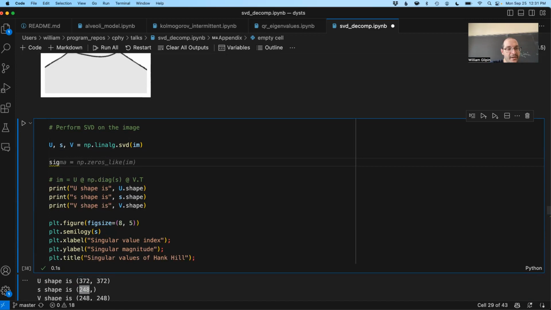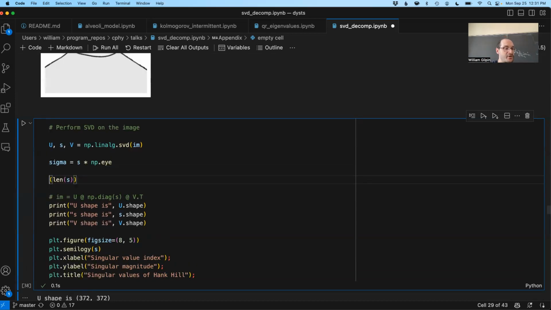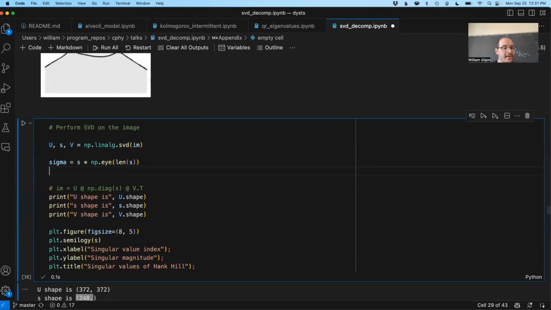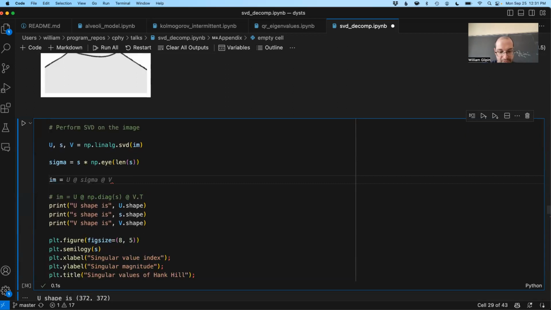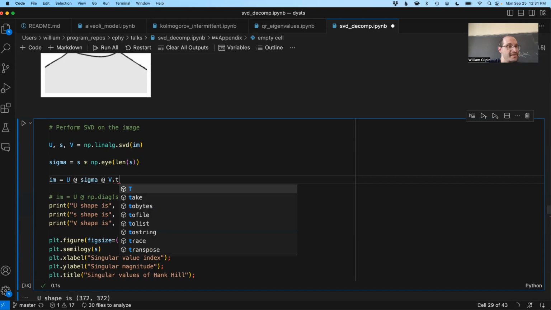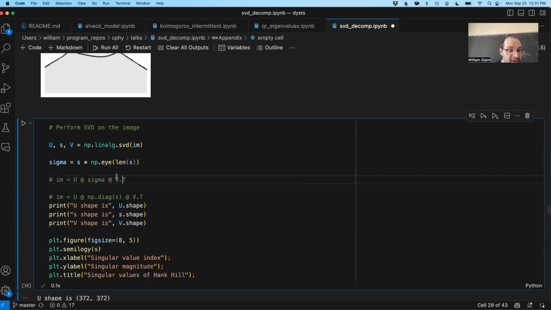And if I wanted to, I could do something like sigma equals S times np.I. And this would give me that full matrix for the compressed SVD. So this would be equivalent, but just to save a little bit of space, it's just going to give me the diagonal elements. Okay, and recall that if SVD is valid, then I should be able to write something like my image is equal to U @ sigma @ V.T, and this will give me back my original image. Okay, so this just splits my matrix into these parts.